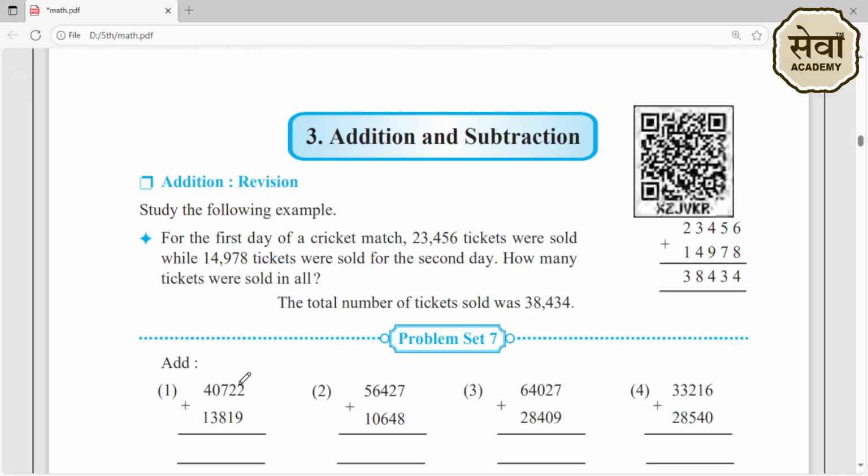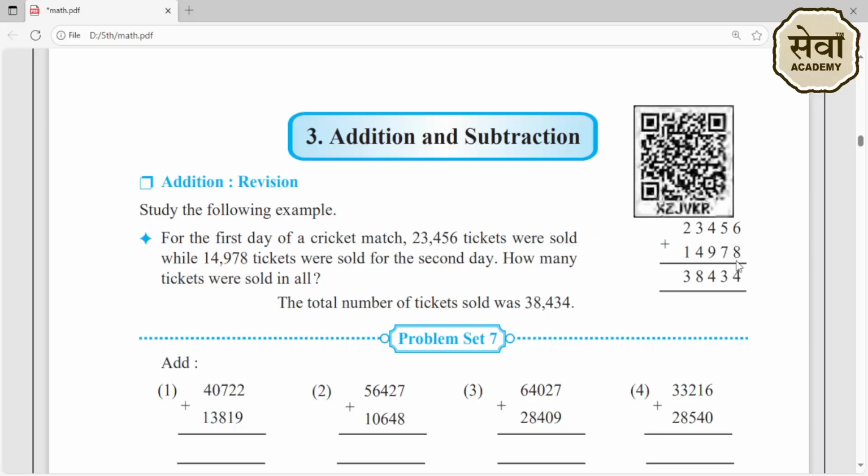Today we are doing an addition subtraction revision. Study the following example. For the first day of a cricket match, 3,456 tickets were sold, while 14,978 tickets were sold for the second day. How many tickets were sold in all? The total number of tickets sold was 38,434. How did we solve it? There are keywords like altogether, together, and in all, etc. With those keywords we do addition.